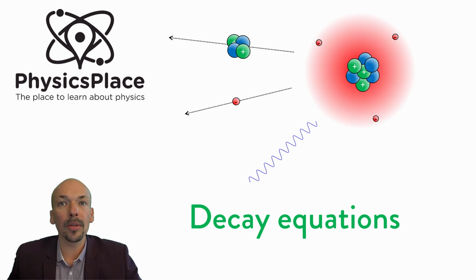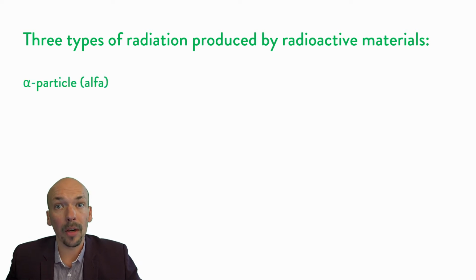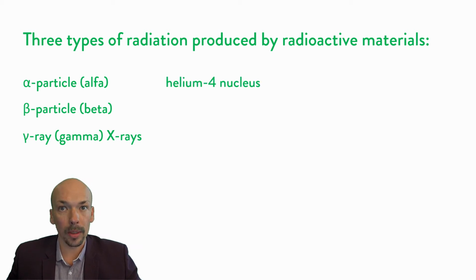And in this video I'm going to show you how you can write down decay equations. But before we go there, we need to remember the three different kinds of radiation. So we have alpha particles, beta particles and gamma rays. The alpha particle is a helium-4 nucleus. The beta particle is an electron and the gamma ray is a photon.